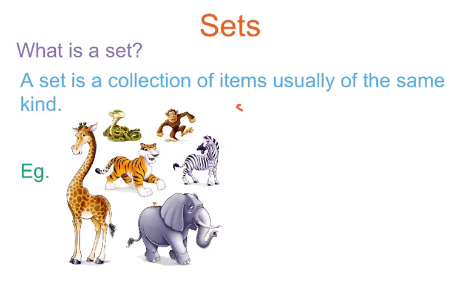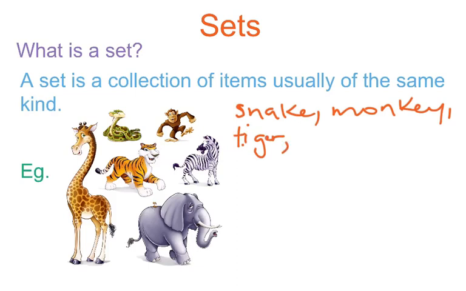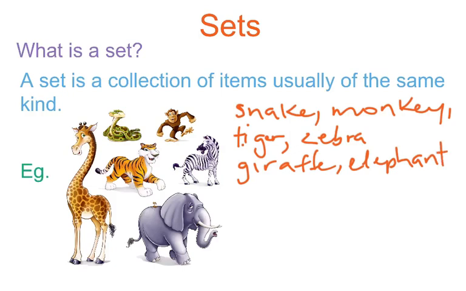And of course, we have a snake, monkey, tiger, zebra, giraffe, and elephant. And of course, we define that set with a curly bracket.